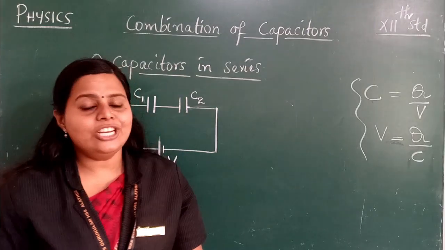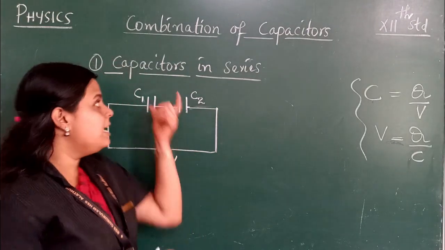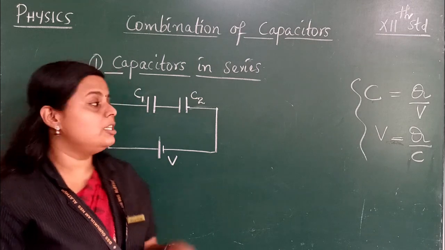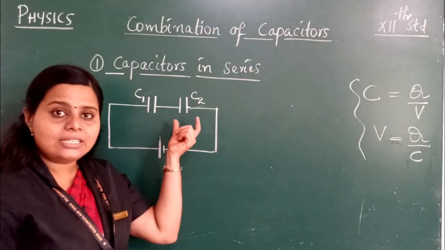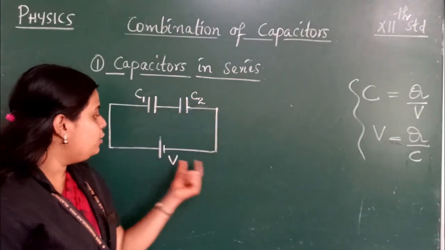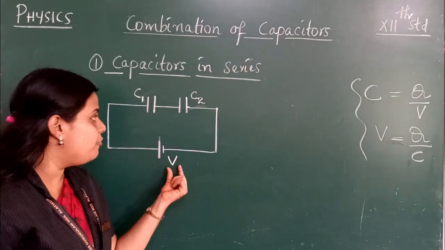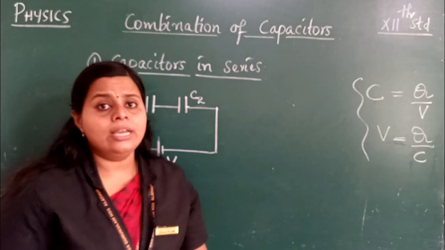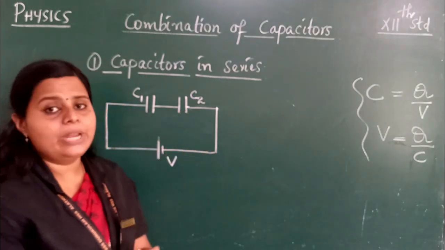Okay, listen children, here we are going to discuss the series combination of capacitors. So here we have two capacitors with capacitance C1 and C2 which is connected to a battery of potential difference V. Now this is the peculiarity of series combination.